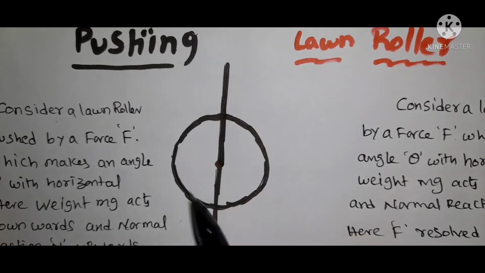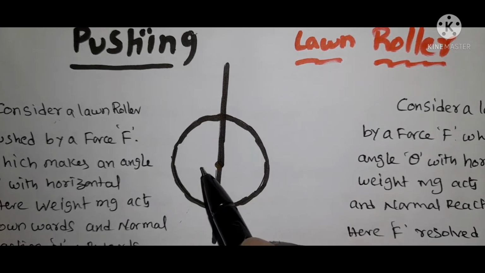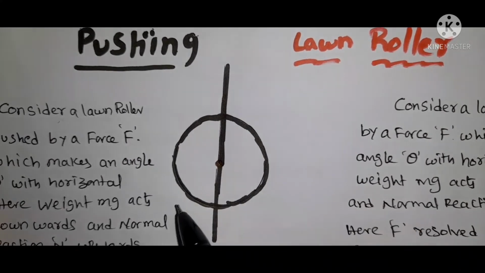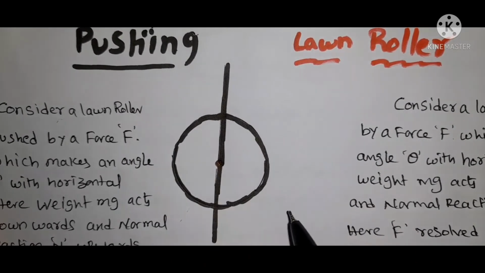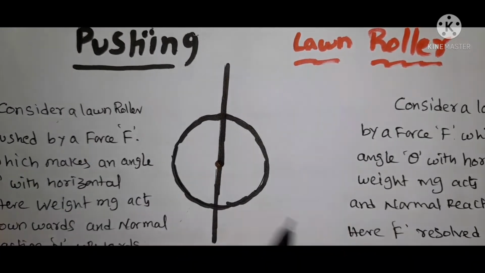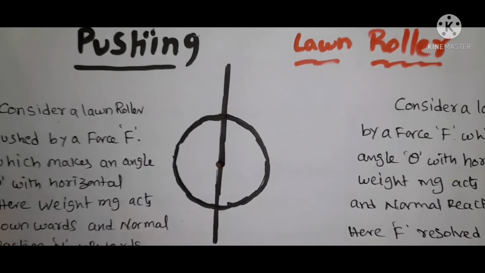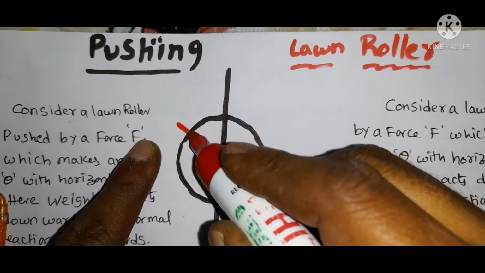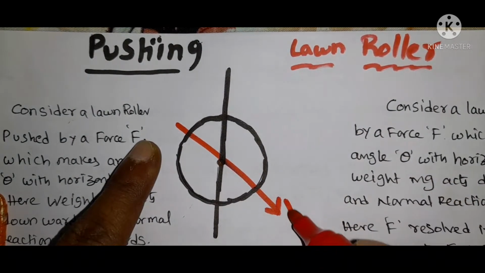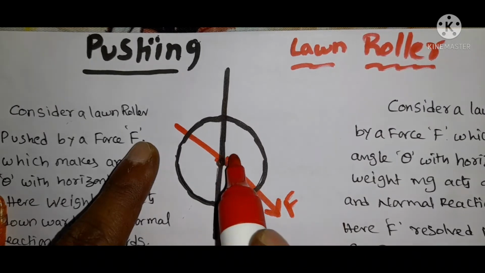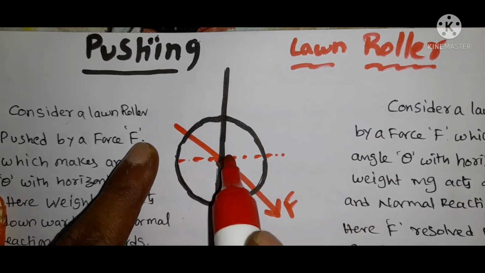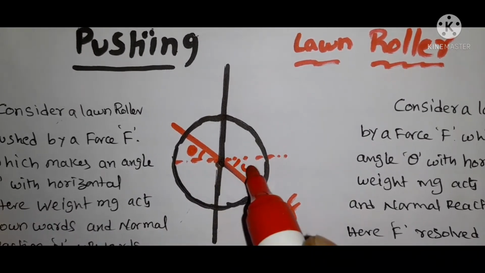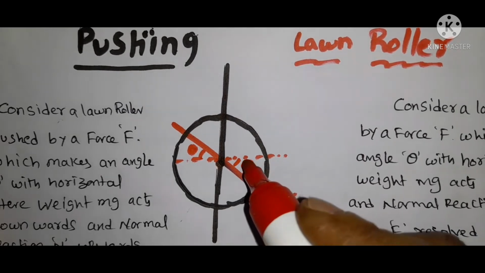Say, this is the lawn roller. Pushing the lawn roller, with this as the central point, means the force will be acting towards the ground, in this direction. This is the force F, making an angle theta with the horizontal. That is theta, and this is also theta.